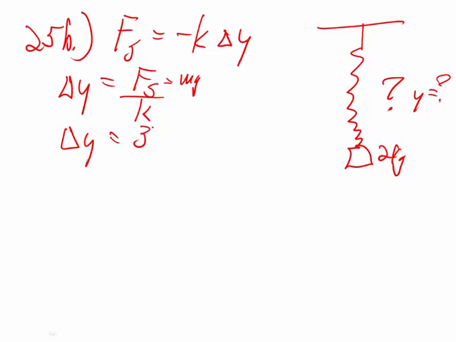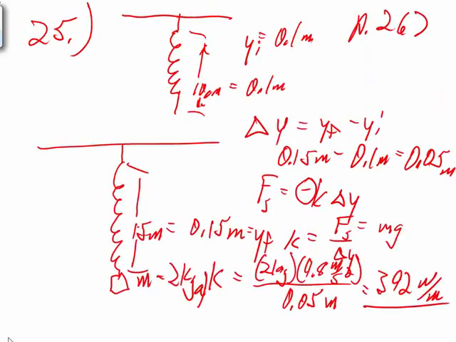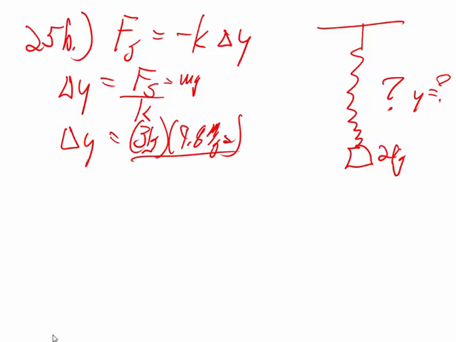So we've got 3 kilograms times 9.8 meters per second squared divided by, what was the spring constant? I said it was 390, what was it? 392? 392, yeah, newtons per meter. And so what do we get for a delta Y? We got 3 times 9.8 divided by 392. And what do we get?